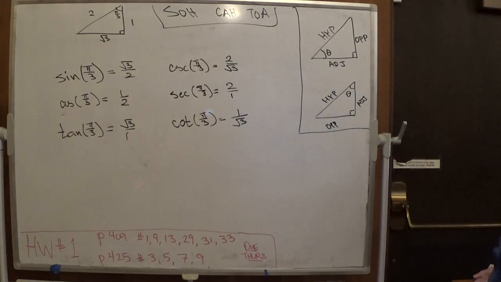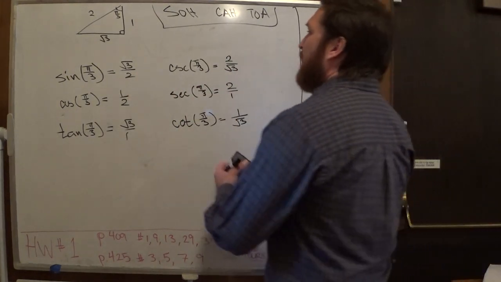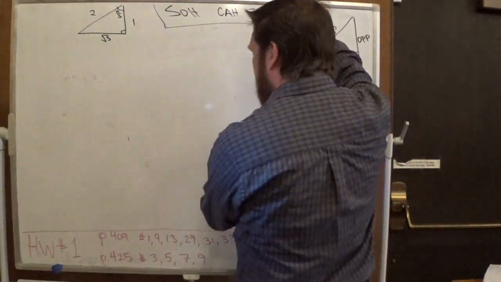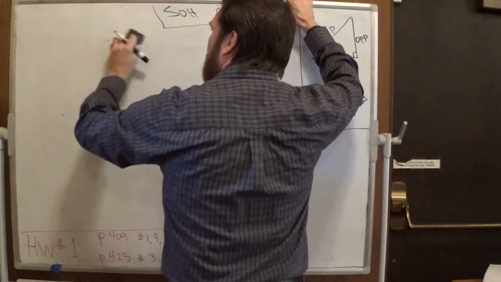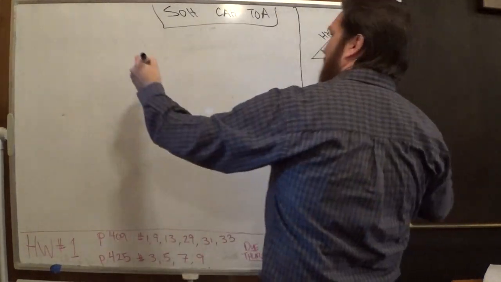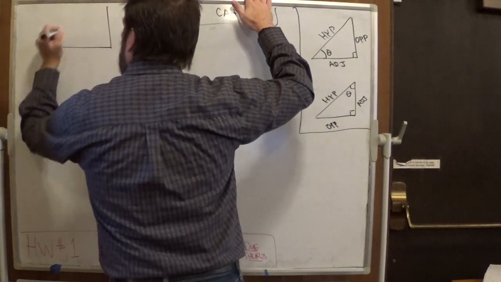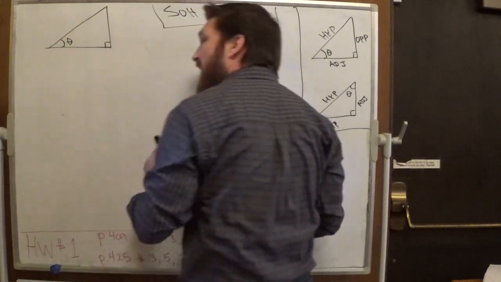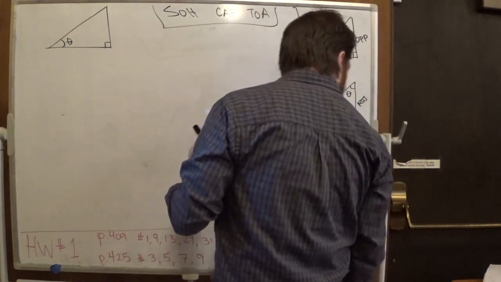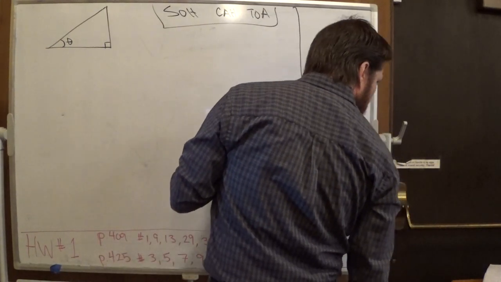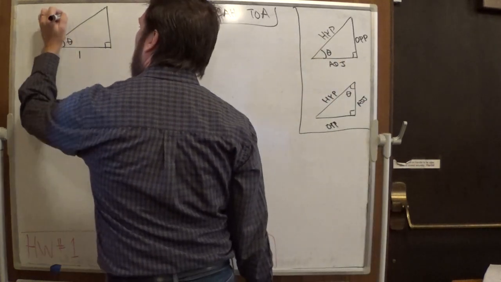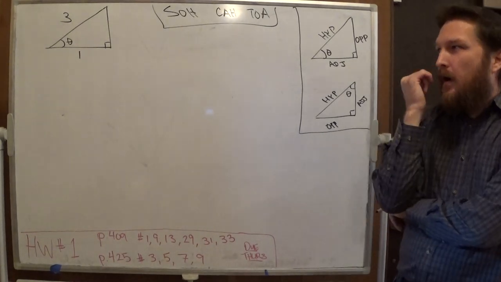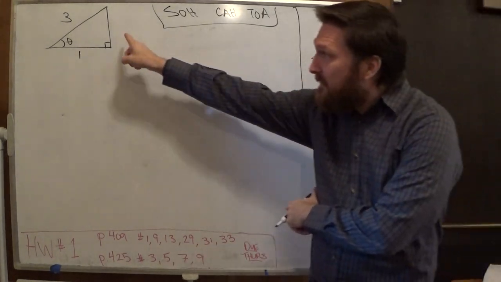Now, let's make this fun. Okay, we want to do the same thing. We want to find the values of the 6 trigonometric functions of theta where we have, that's what you're given. Oh, we can find the other length. Yeah, how do we find that other length?